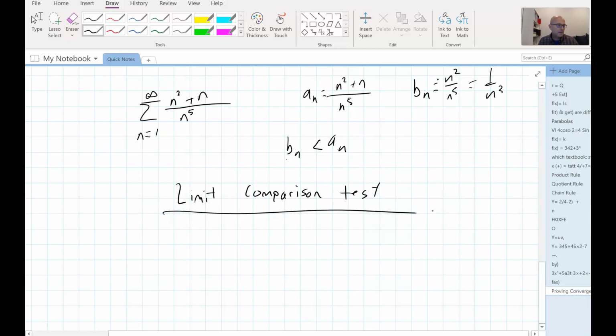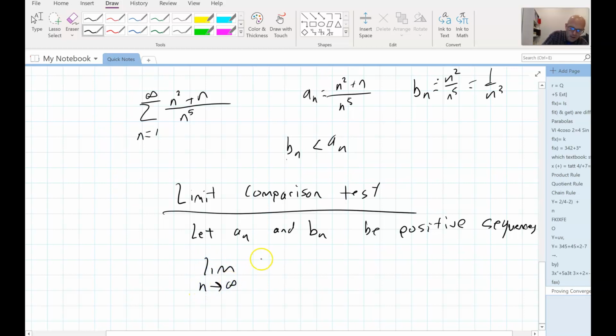Now the limit comparison test is nice because it doesn't require anything about any association between the a sub n and b sub n. You still choose the a sub n and b sub n. In fact, it does say let a sub n and b sub n be positive sequences. So that's the only requirement. Okay? And then what you do is you take the limit as n approaches infinity of a sub n over b sub n. Okay?